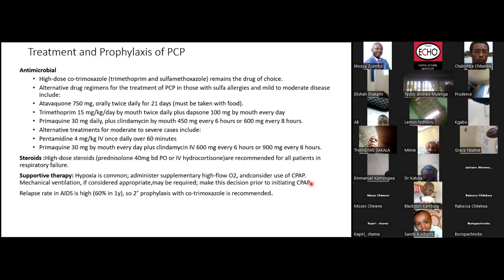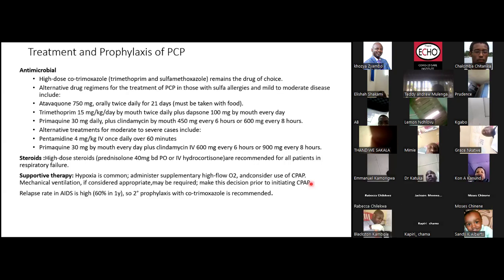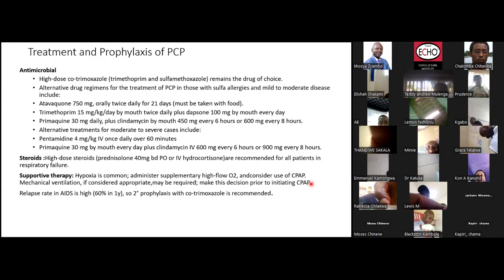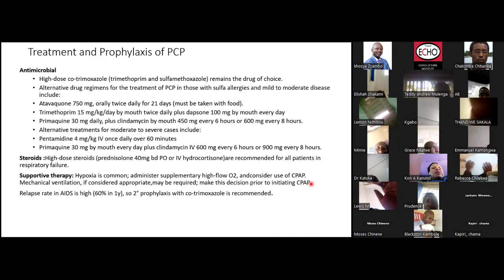In terms of antimicrobials, to answer our previous question, there are a lot of alternative drug regimens we have for PCP. Most of these have poor evidence to support them, but a person can be on atovaquone alone, which can be taken for 21 days. You can have trimethoprim plus dapsone, or primaquine with clindamycin that can be taken every 8 hours. And then in severe cases, you can have pentamidine. Pentamidine alone can work, giving a person 4 milligrams per kg once daily.